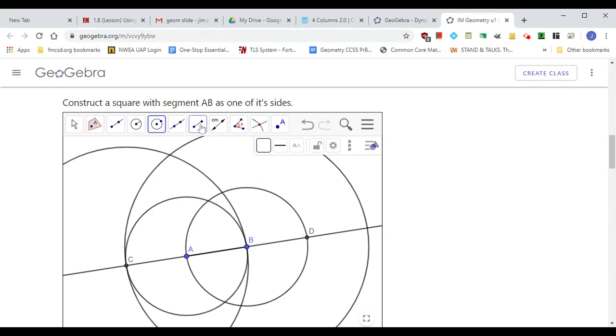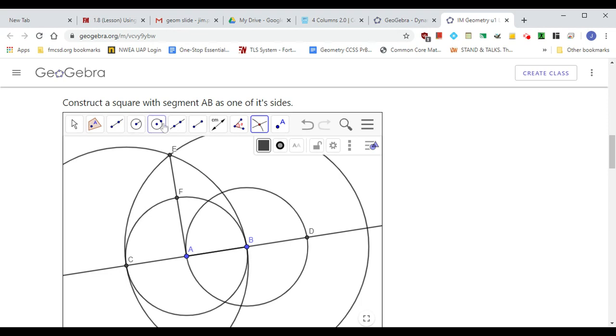And then I'm just going to draw in that segment that goes from that intersection down to A. And it would go through the other point down below. But my square is going to end right here. My square is going to end right there where that circle is, because that's the point that's the same distance from A as B is.